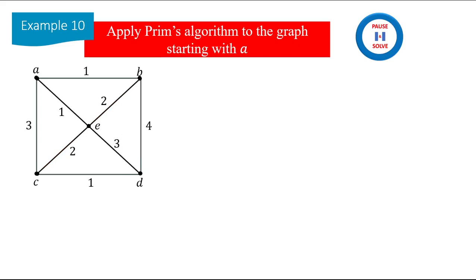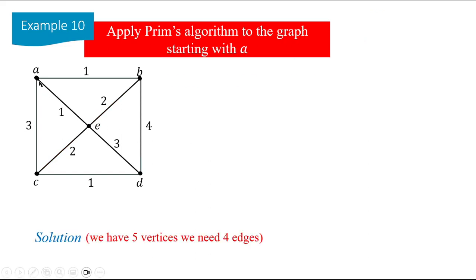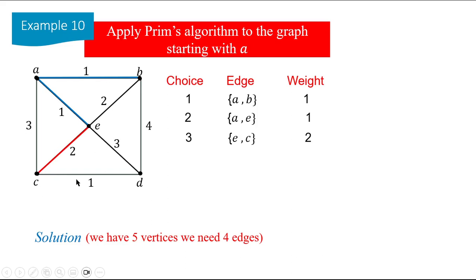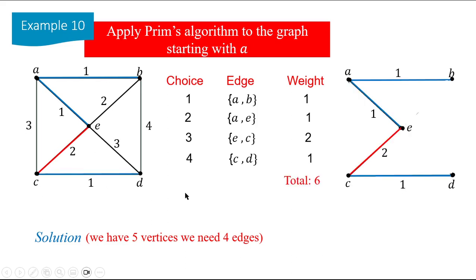Example 10. Apply Prim's algorithm to the graph starting with A. Okay, started. Now you take one, you can take this or you can take this, it doesn't matter. Now you have to take this one actually, because connected. From here you can't take this. This is 4, it doesn't work, this is 3. So you have to take the 2 here. You have to take this 2. And now at this point you have to take the 1. It's done. The same answer we did before.